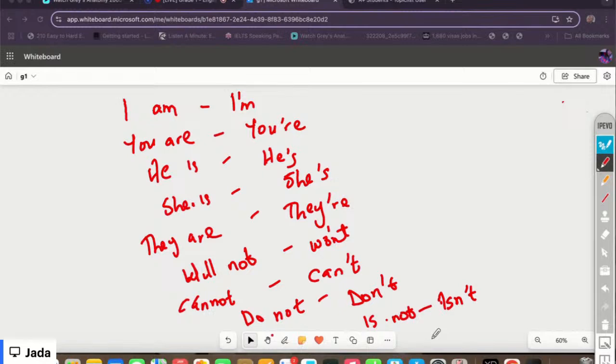Okay, so all these are our contractions, okay? We have a lot more contractions. Let me give you some activities. So just take note of all these contractions, okay?